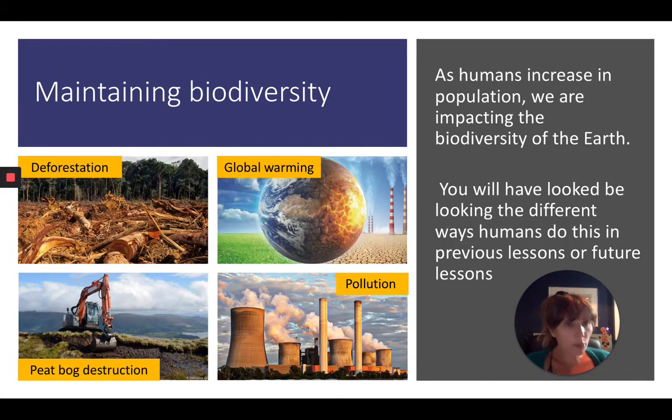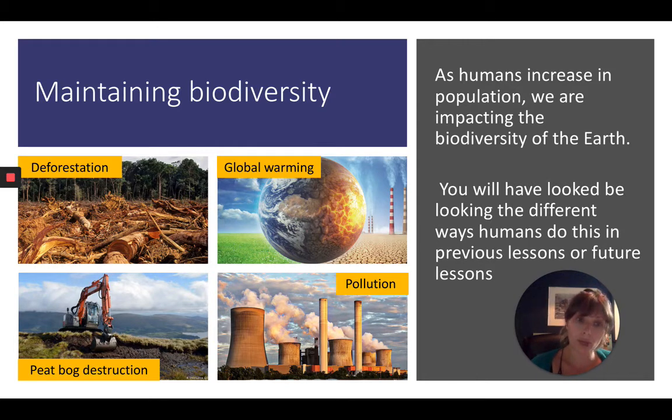So that's what biodiversity is. We're now going to look at maintaining it, making sure that the Earth as a whole has a high biodiversity. And there are reasons why it doesn't always. And it's usually because of us, because of humans. Now, there are four main reasons that humans are affecting the biodiversity of this earth. Some of them you've looked at already. So you've looked at deforestation and peat bog destruction already with Mr. Phillips. And some of them you're going to come on to.